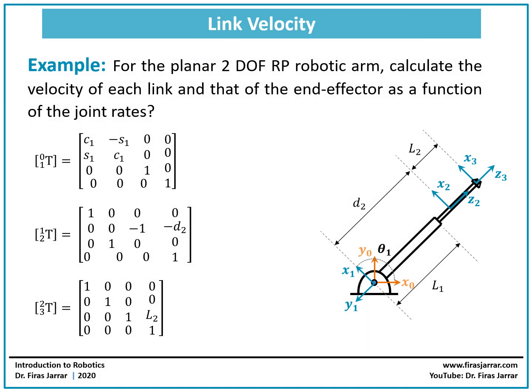This is another example where we have a 2-degree of freedom robotic arm. This is a PR robotic arm, where we have one revolute and one prismatic joint, and we need to find the velocity of each link and also that of the end effector as a function of the joint rates, being theta 1 dot and d2 dot. Here we have the transformation matrices representing the orientation and position of each frame with respect to the one before it.